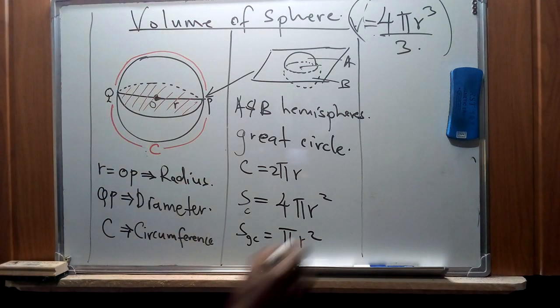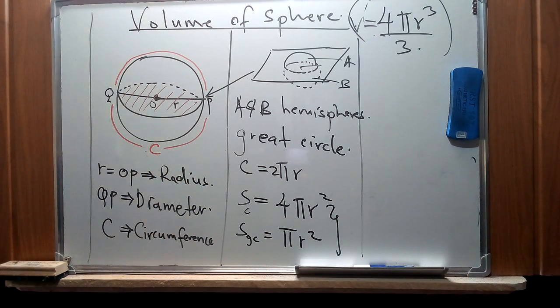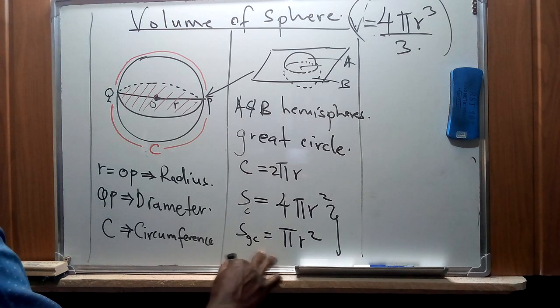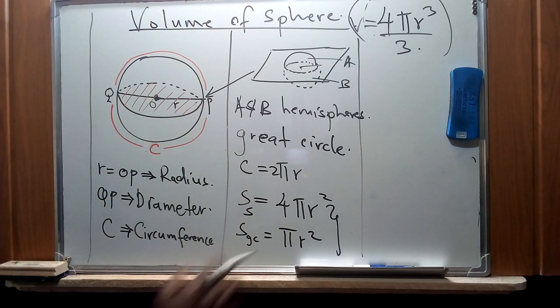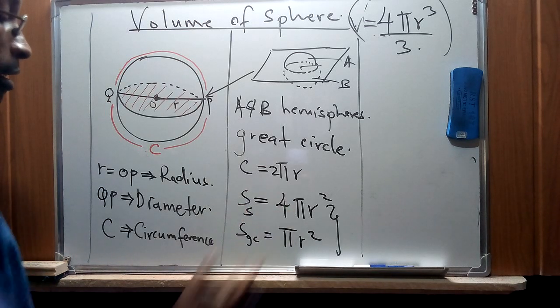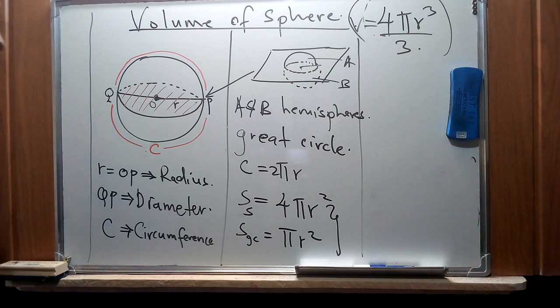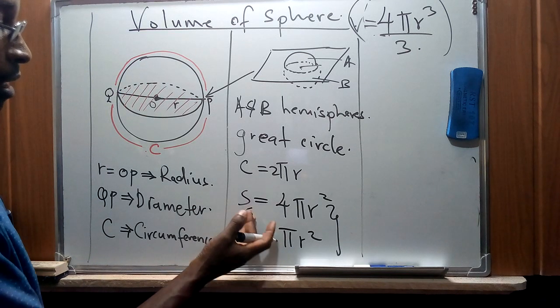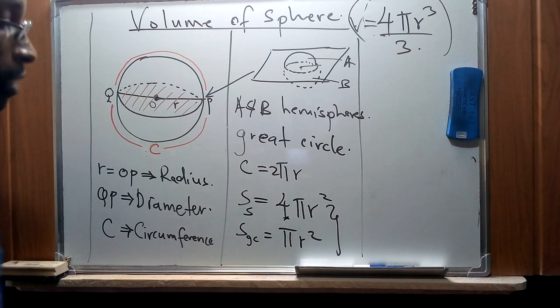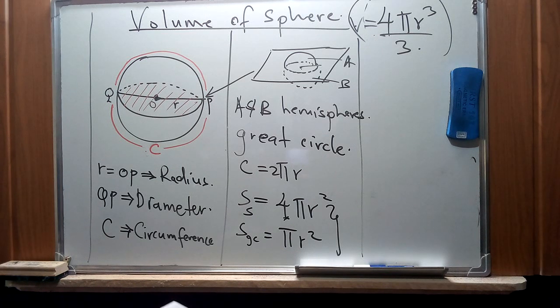So if you look at the relationship between these two, this is the surface area for the sphere. I've just quoted the surface area for the sphere and the surface area for the great circle, with an intention of trying to show the relationship between the surface area of the sphere and the surface area of the great circle that I've inscribed in that sphere. So the relationship is that the surface area of the sphere is 4 times the surface area of the great circle.